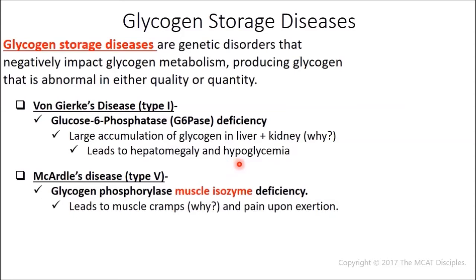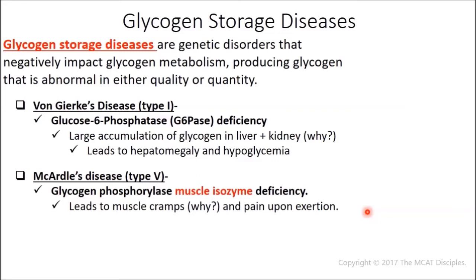Why do you think it leads to muscle cramps? Well, I told you earlier that calcium in muscle will activate phosphorylase kinase to activate glycogen phosphorylase. Well, if you don't have glycogen phosphorylase, you're not going to be getting a lot of glucose to power muscle contraction. You get muscle cramps.